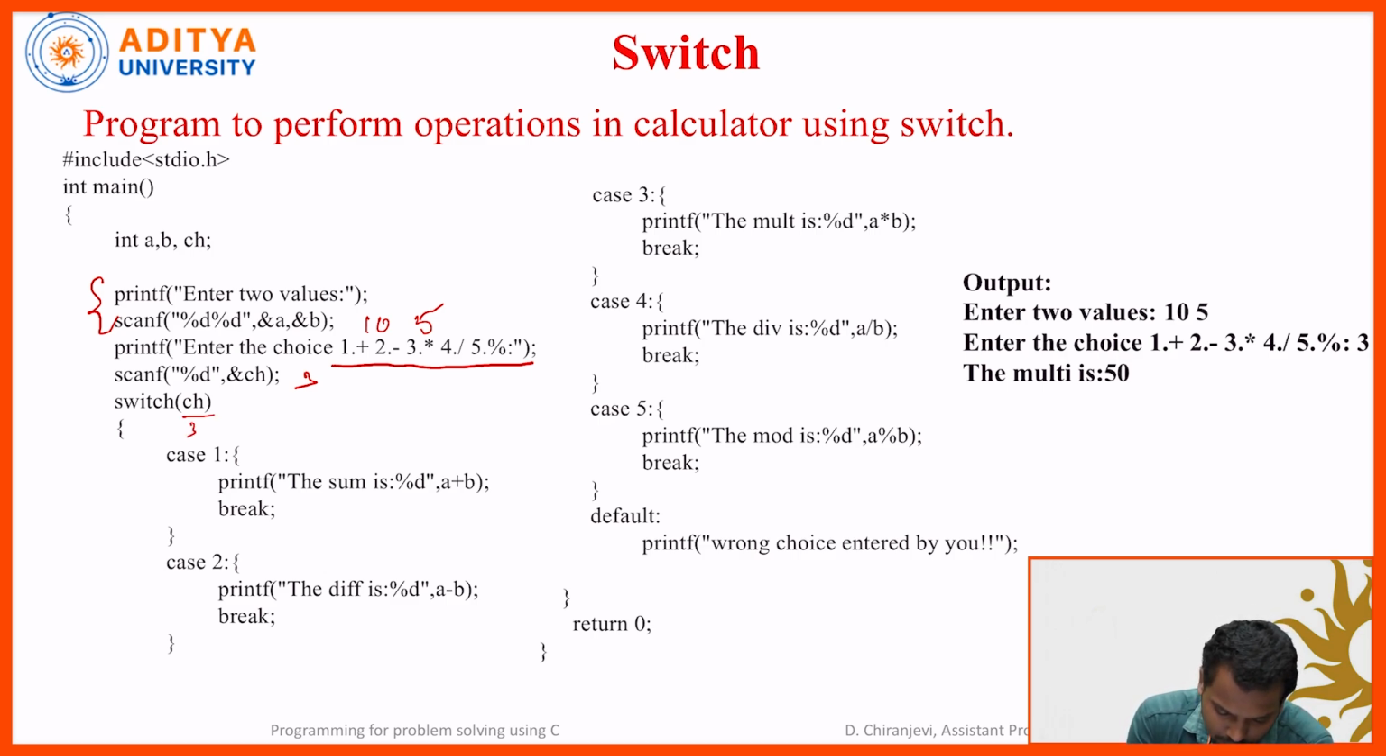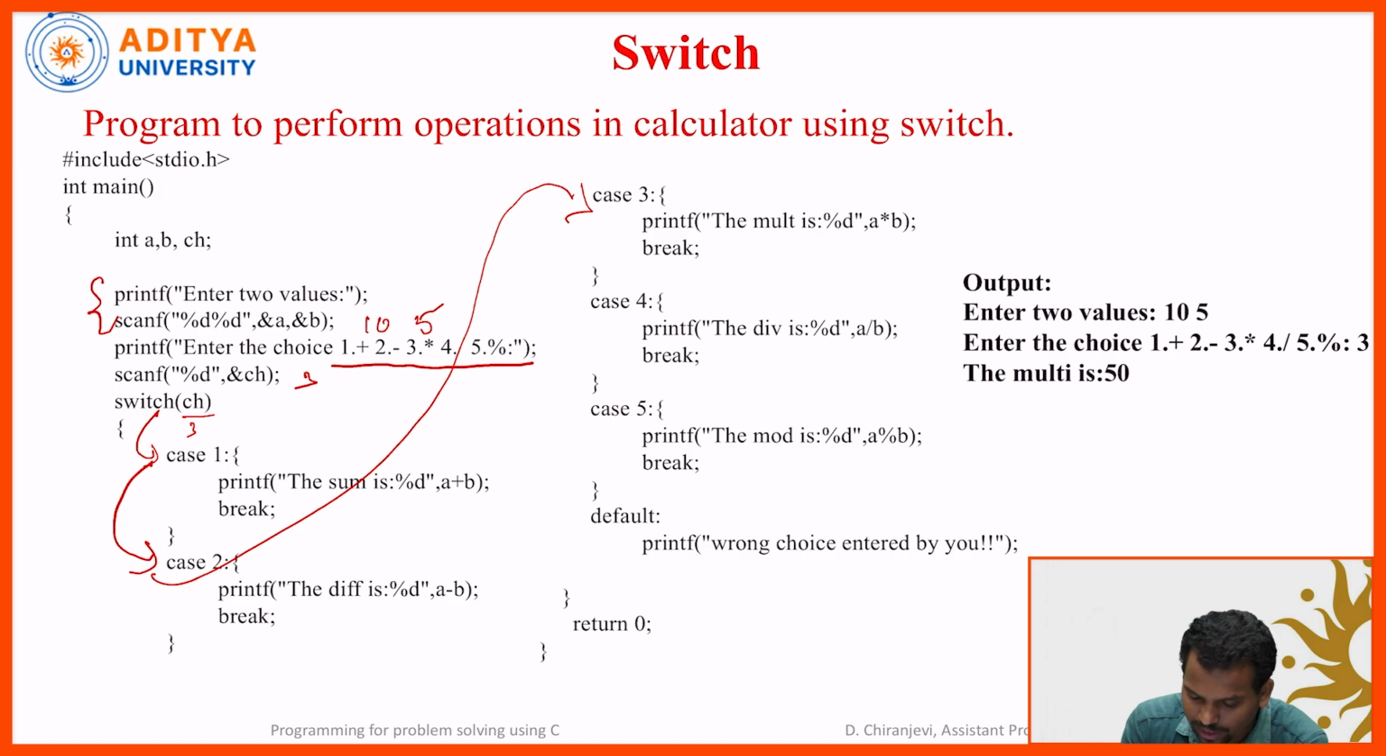So switch 3, first it will match with case 1. 3 equal to 1, no. Then it will check with case 2, false. Now control will be transferred to case 3. 3 equal to 3, so it is true. So it will perform the multiplication operation. The A value you already got is 10 and the B value you got is 5. So 10 into 5, that is 50. So it will print the multiplication value is 50.